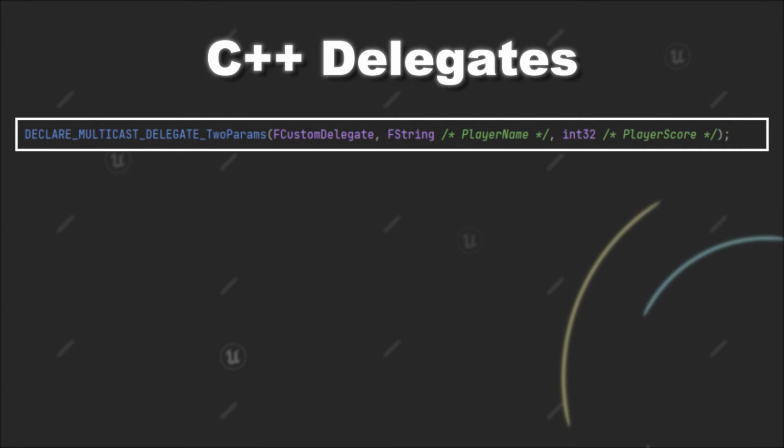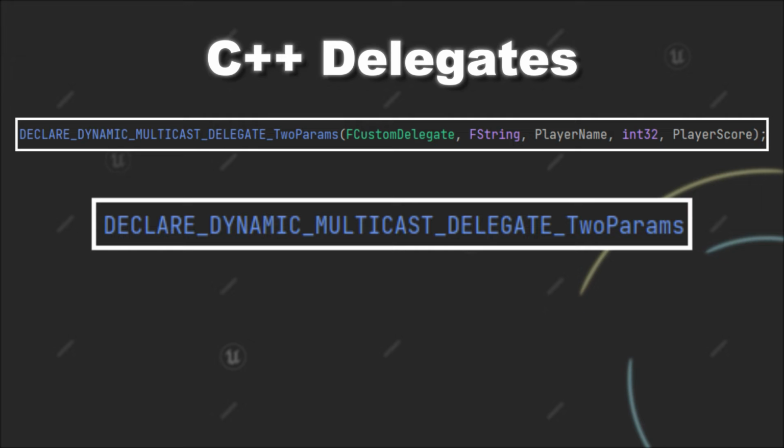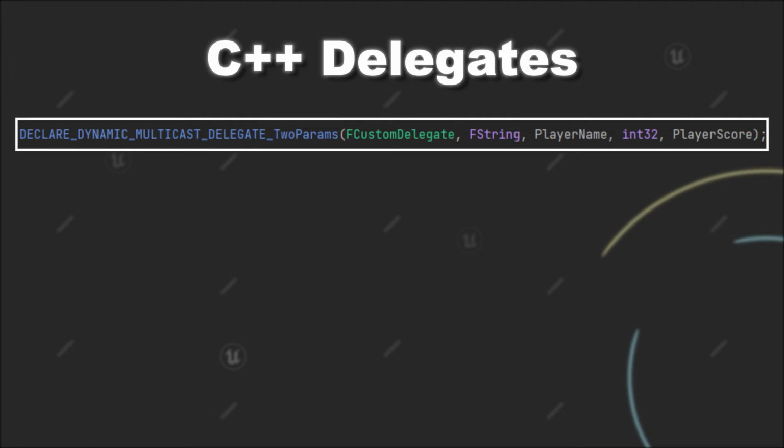Then if you want to make your delegate accessible from within blueprints, you have to add the underscore dynamic tag to it. However, now you also have to adjust how you define your parameters, since now you have to provide a proper name for interactions with Blueprint. For that, you first write the data type of a parameter and then the name of the parameter.